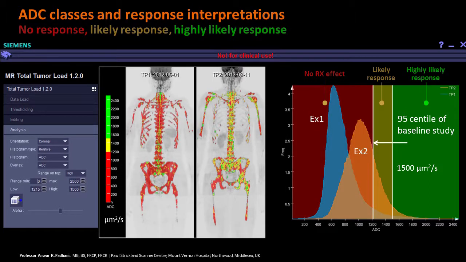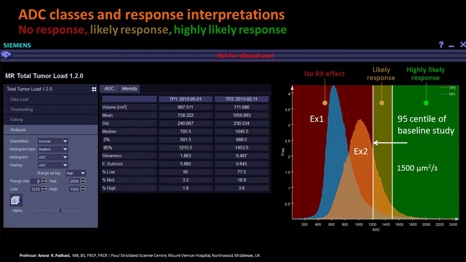Therefore, in a response assessment setting, voxels that are red are deemed not to be responding, voxels in yellow show likely response, and green voxels represent areas that are highly likely to be responding. Of course, it's also possible to measure the relative proportions of these different classes of tissues using histogram statistics.